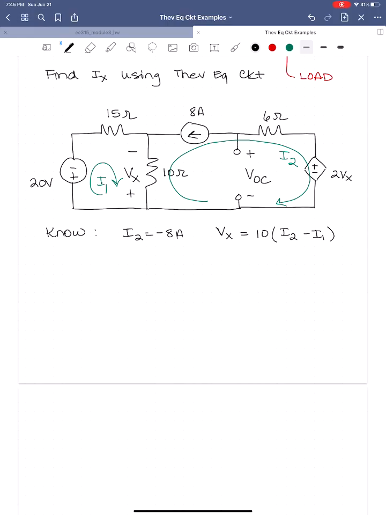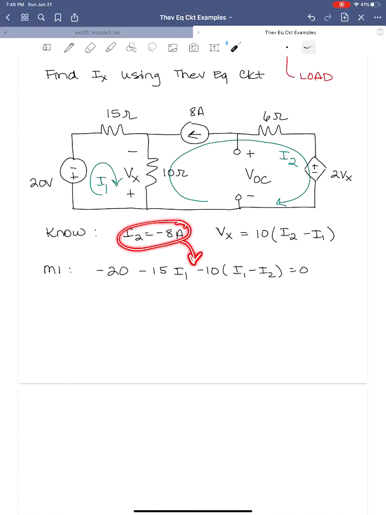Now, in order to find the mesh current I1, we only need mesh equation 1. So that's going to be minus 20, moving from plus to minus, minus 15 times I1, minus 10 times (I1 minus I2). Remember, I don't care about Vx for writing this technique. I'll substitute I2 into this equation, and I can solve for I1. And when I do that, I'll get that I1 is equal to minus 4 amps.